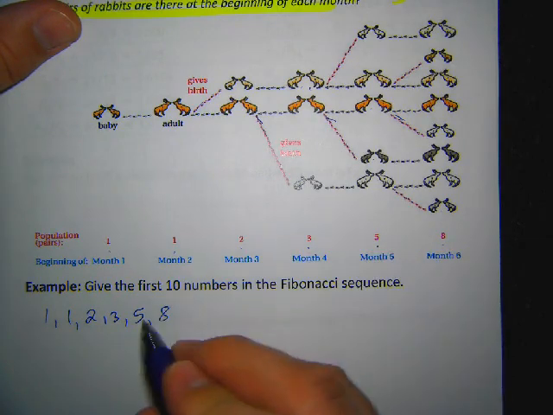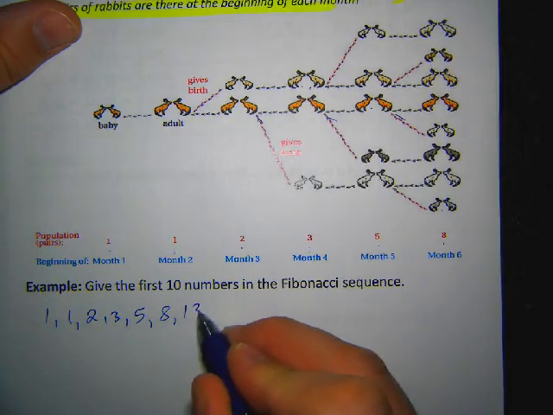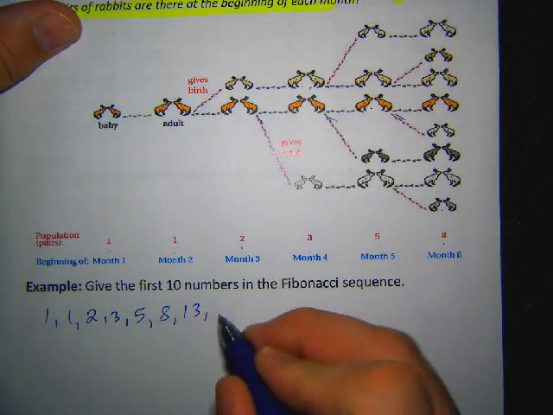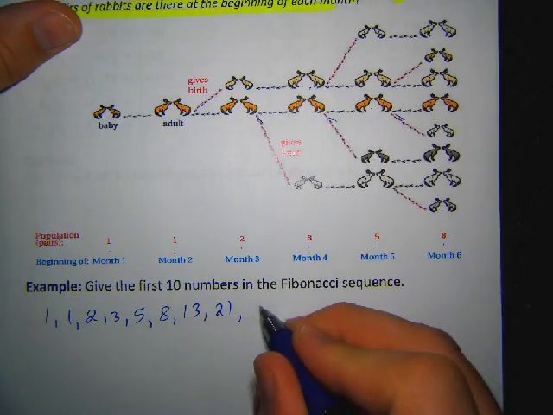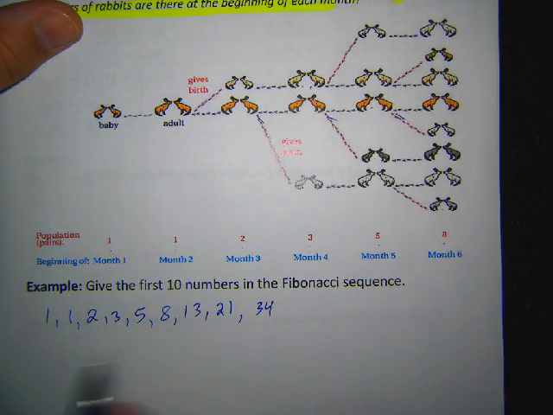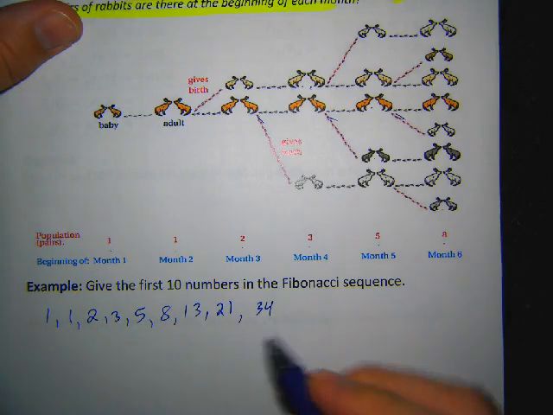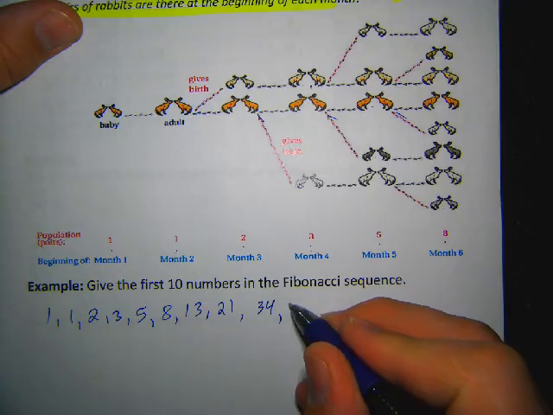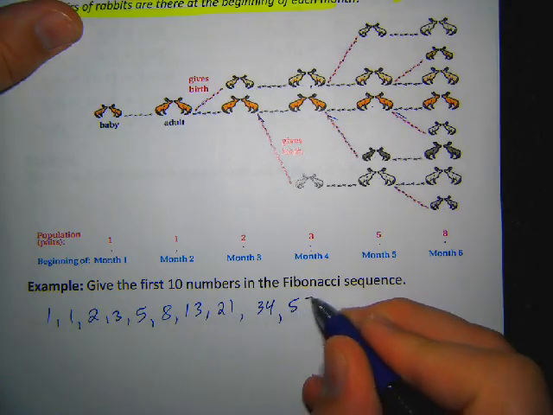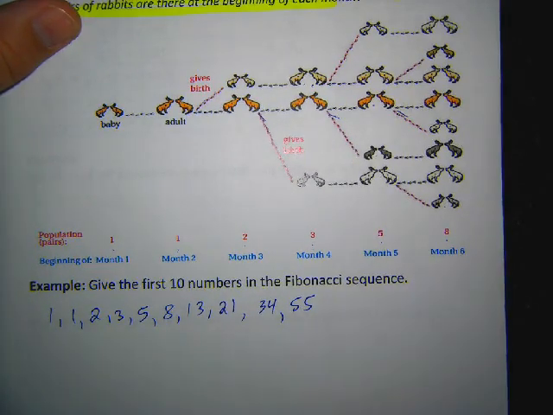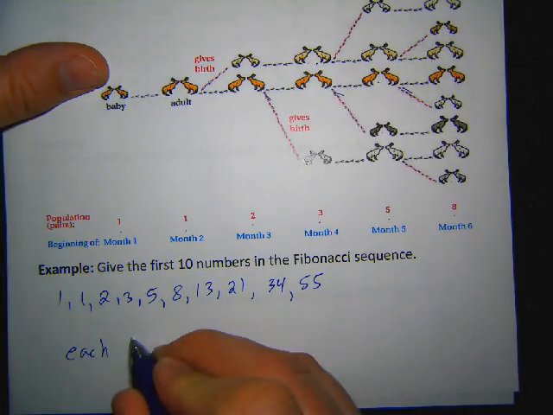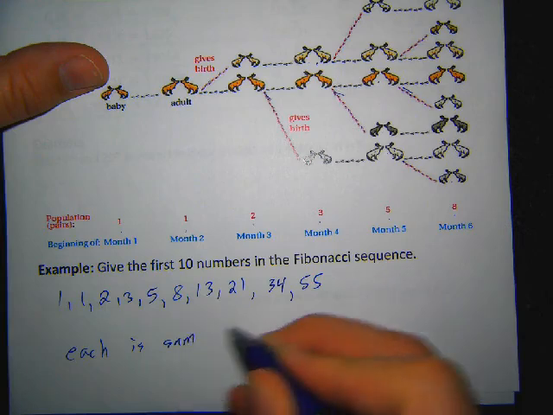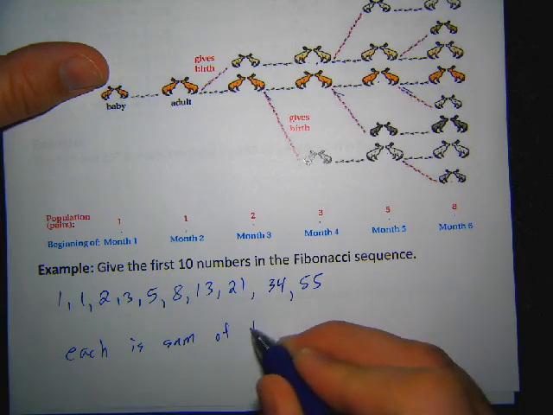So I can do 5 plus 8, so the next number is going to be 13. I do 8 plus 13, so the next number is 21. Do 13 plus 21, I get 34. I've got 1, 2, 3, 4, 5, 6, 7, 8, 9. Do 1 more, so I got 34 plus 21, I got 55. And that'd be the first 10 numbers in the sequence. And every number is the sum, add up, of the 2 previous.